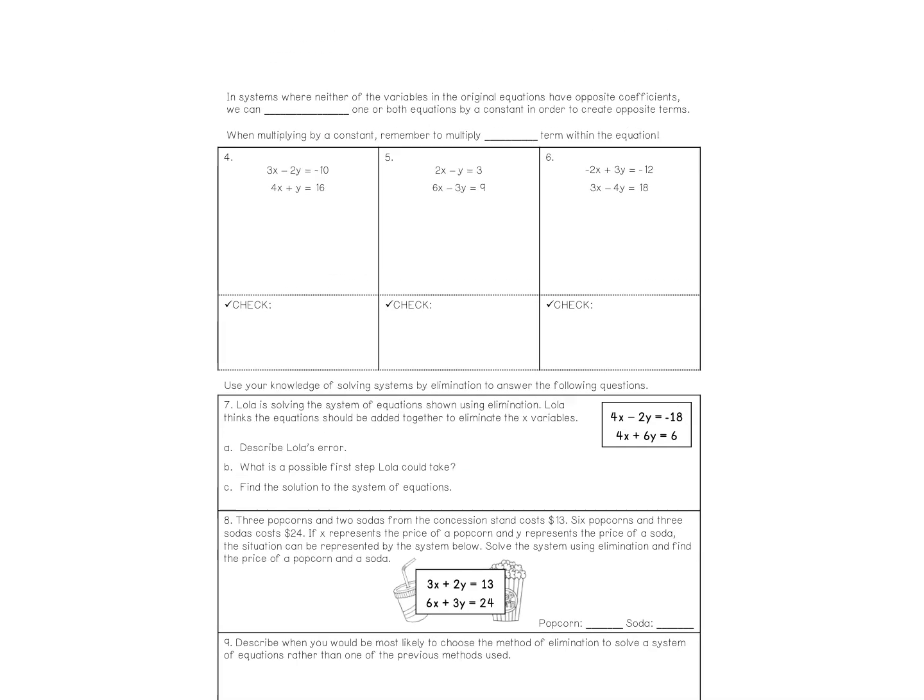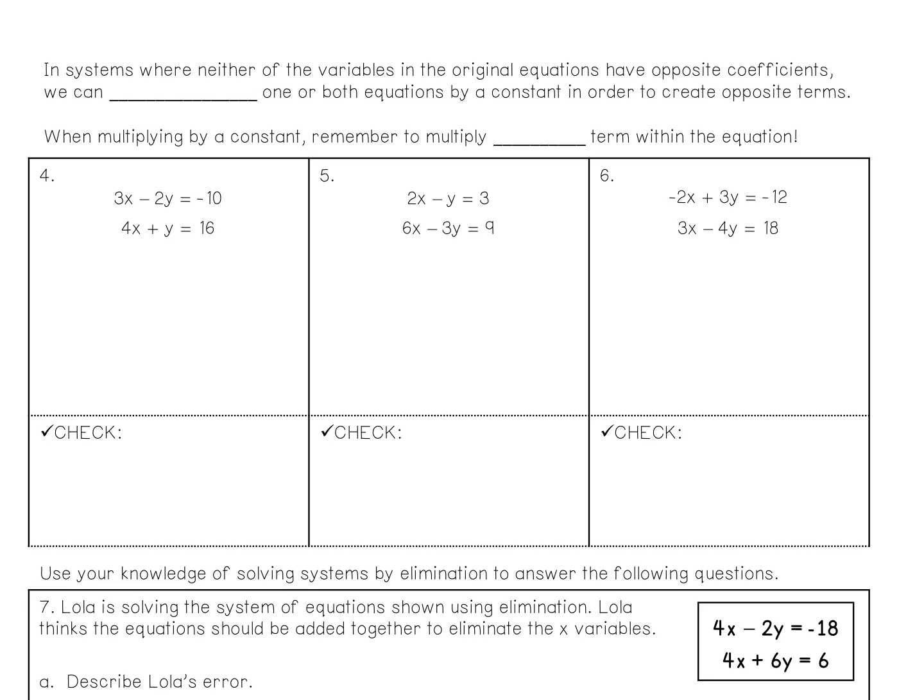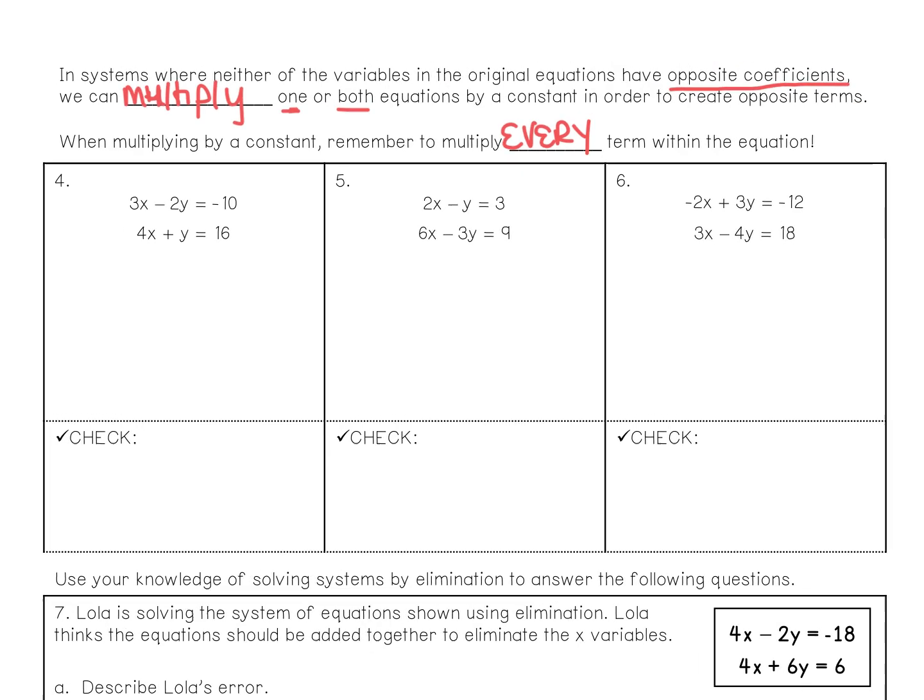On the back, we're going to elaborate a little bit. Sometimes it's not nice and pretty like we just saw. So in systems, if neither of our variables in the original equations have opposite coefficients, so same letter, same number, different signs, then we are going to need to multiply one or both, sometimes one, sometimes both, by a constant in order to create those opposite terms. Now, when we do that, we have to make sure we multiply or distribute on every single term.